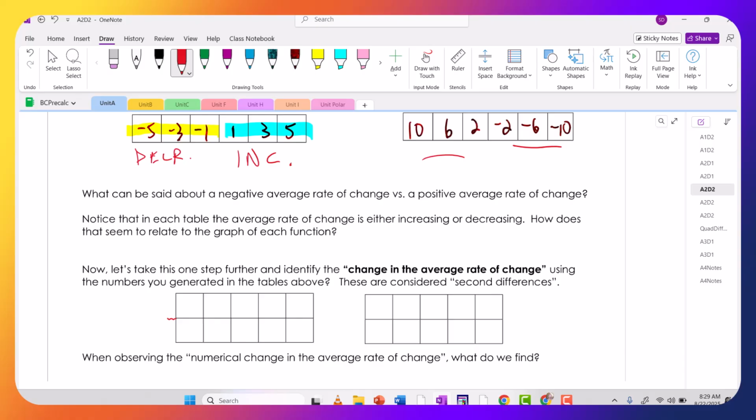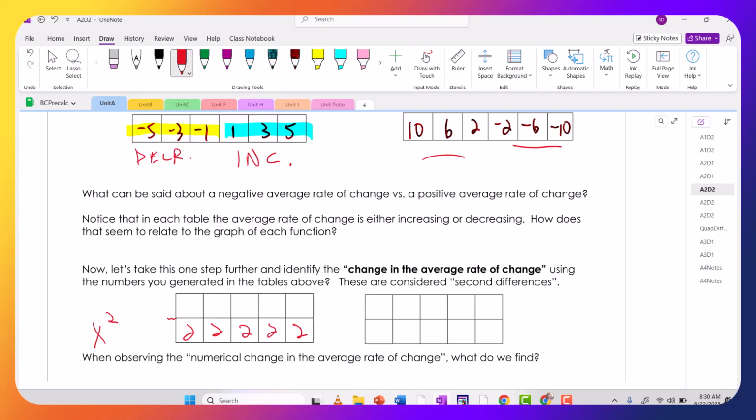But what's -3 minus -5? 2. What's -1 minus -3? 2. What's 1 minus -2? 2. First of all, the fact that these second order differences are equal proves that this is a quadratic. If the third order differences were equal, it's a cubic. I think you did that last year, yes or no?